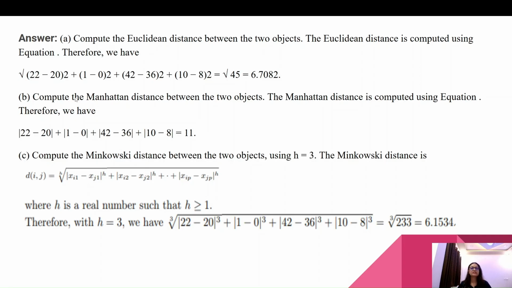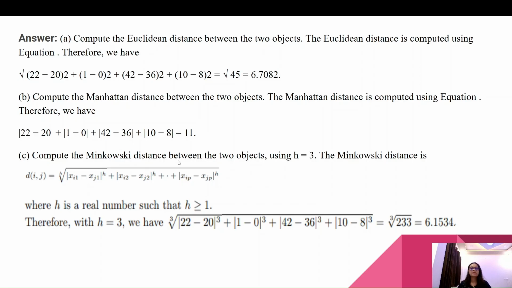B. Compute the Manhattan distance between the two objects. The Manhattan distance is computed using the equation. Therefore, we have mod 22 minus 20 plus mod 1 minus 0 plus mod 42 minus 36 plus mod 10 minus 8 equals 11.